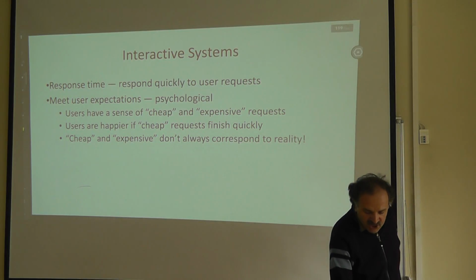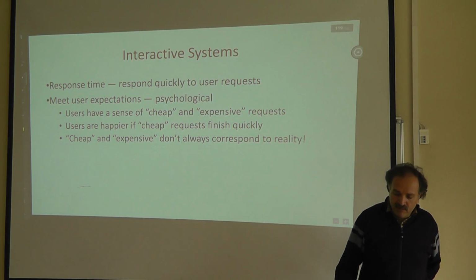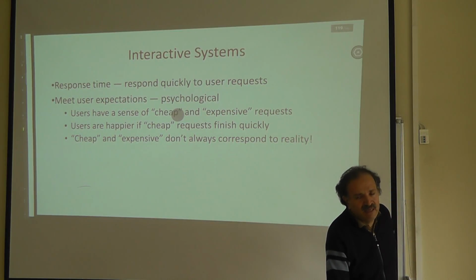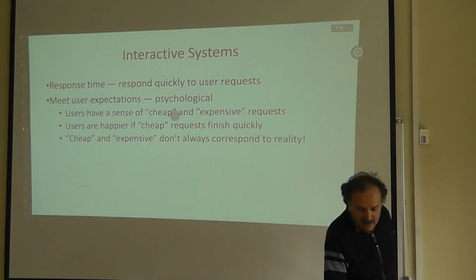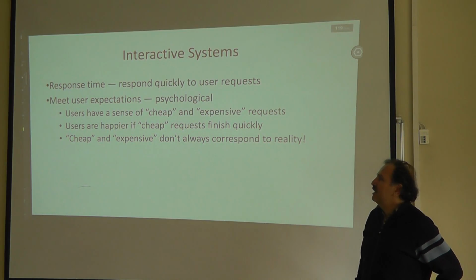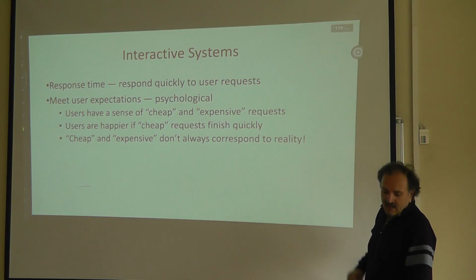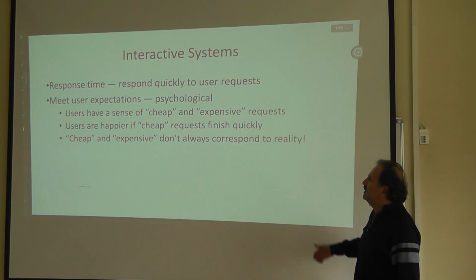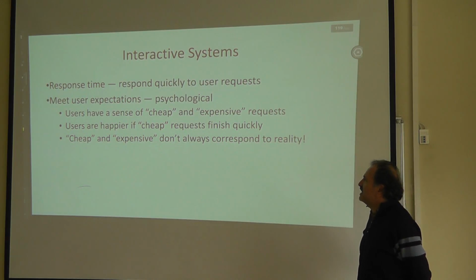Users have a sense of cheap and expensive requests. For example, when I do this, this is a cheap request. That's why I expect that it will be done quickly. Sometimes there are expensive requests, like the system update. In my mind I say that this is cheap, although it's not cheap. Lots of things are going on, and taking the system backup is expensive.